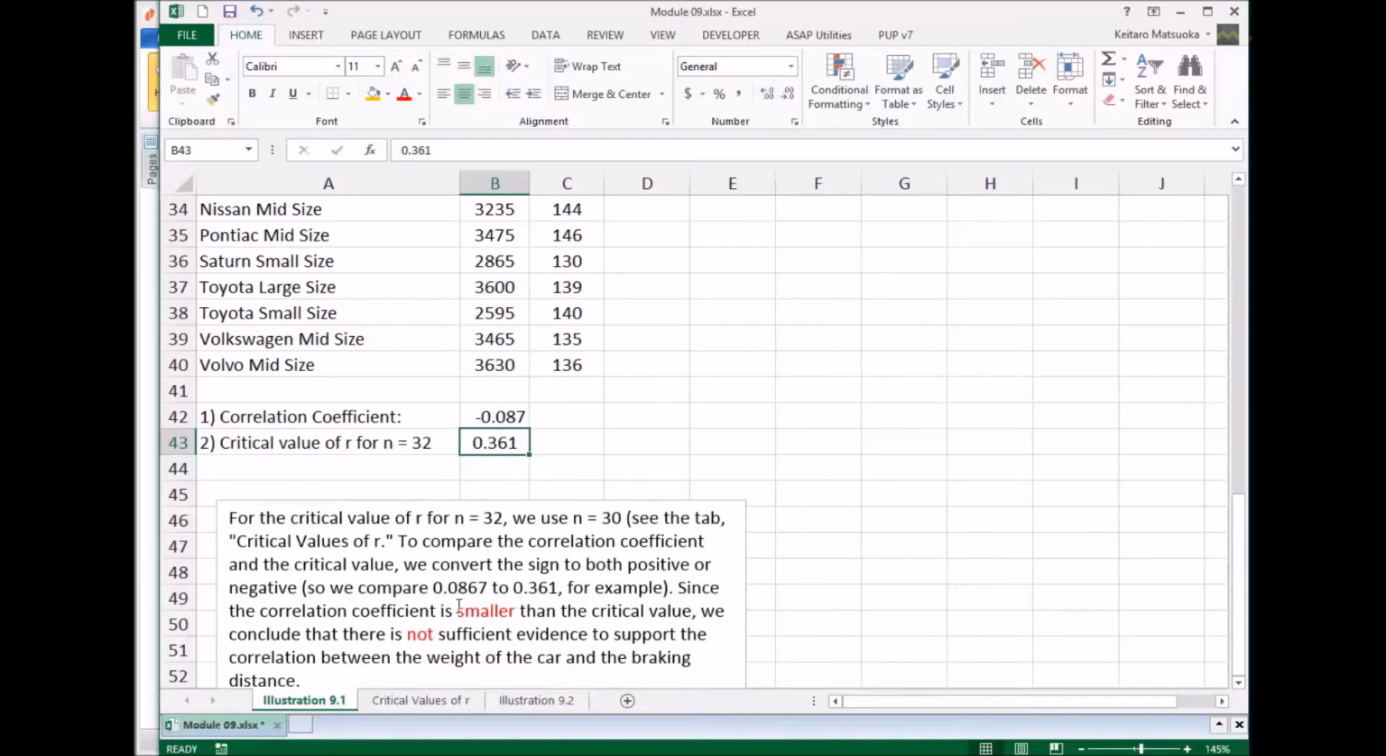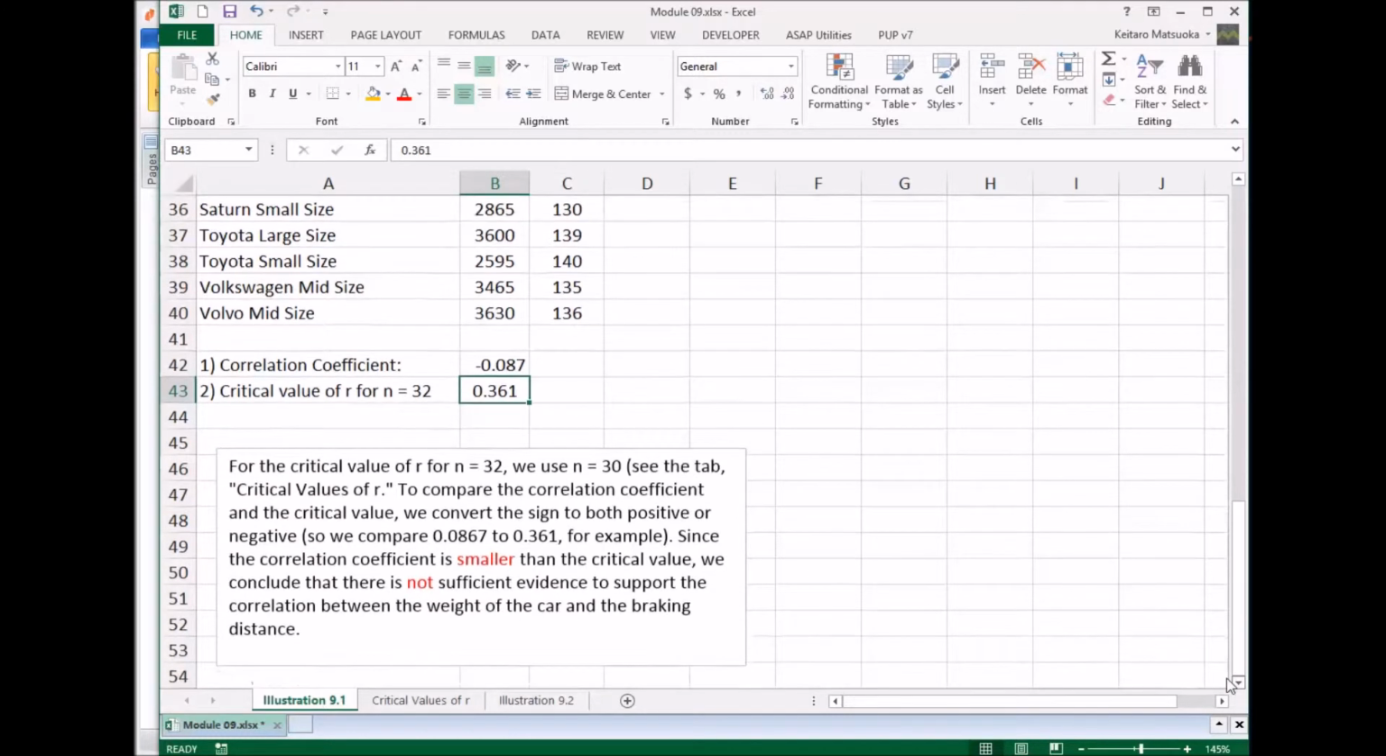So we compare 0.0867 to 0.361. Here's the rule. Since the correlation coefficient is smaller, the positive number of this is smaller than this, we can conclude that there's not sufficient evidence to support the correlation between the weight of the car and the braking distance.